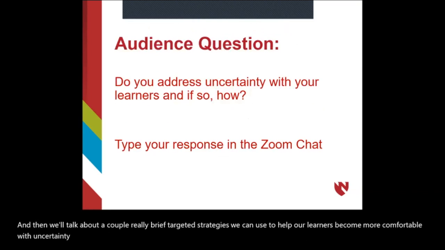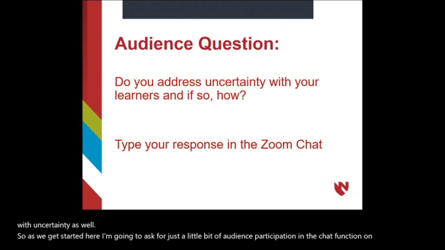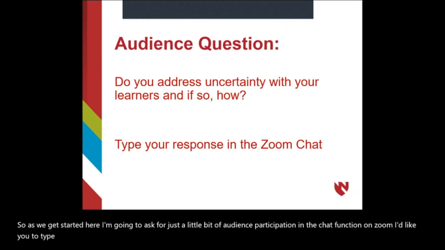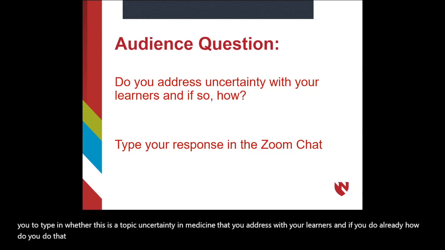So as we get started here, I'm going to ask for just a little bit of audience participation. In the chat function on Zoom, I'd like you to type in whether this is a topic, uncertainty in medicine, that you address with your learners. And if you do already, how do you do that? So I'm going to pause for about 30 seconds here while people type in their answers.